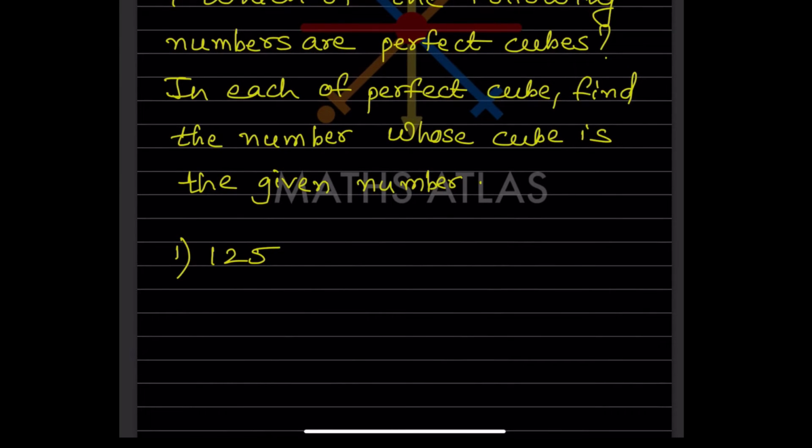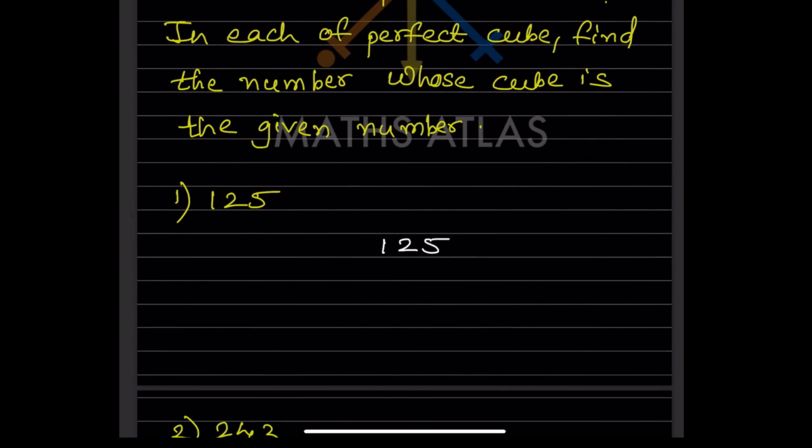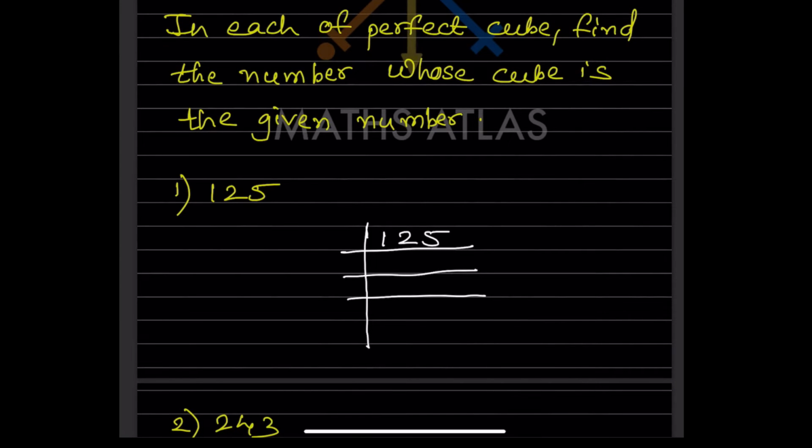This is 125. So we will take the prime factorization method. For 125, we always start with the lowest number. It is not possible with 2, and not possible with 3, so we will go with 5. 5 times 25 is 125, 5 fives are 25, and 5 ones are 5. So the factors of 125 are 5 into 5 into 5, so this is going to be 5 cube.